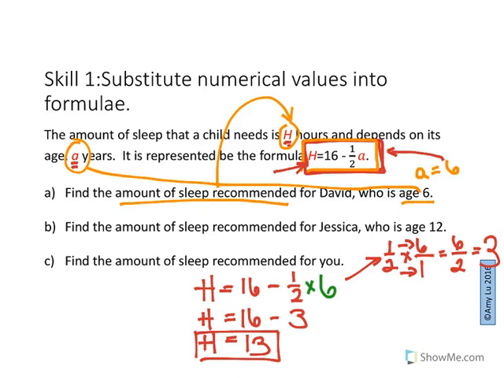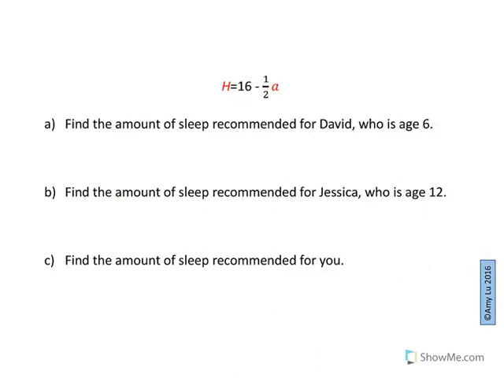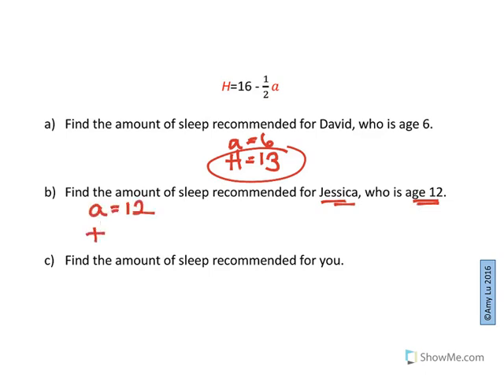At this time, pause the video and complete B and C. So as we figured out before, we knew that David, who's age 6, A equals 6, he needs 13 hours of sleep. Now, find out the amount of sleep recommended for Jessica, who is age 12. So in this case, we know that A equals 12. We don't know what H is. We're going to go figure it out.